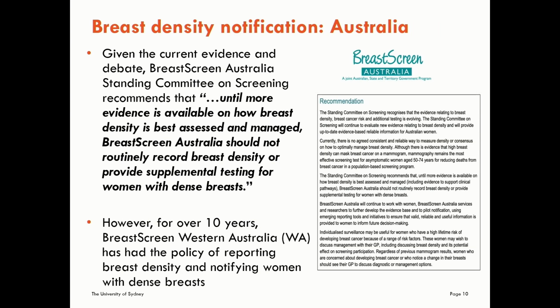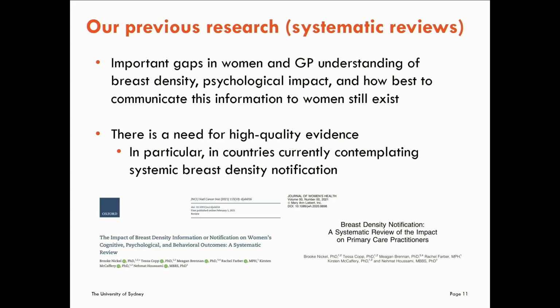So given the current evidence and debate, BreastScreen Australia's Standing Committee on Screening has recommended that until more evidence is available on how breast density is best assessed and managed, BreastScreen Australia should not routinely record breast density or provide supplemental testing for women with dense breasts. However, like I briefly mentioned before, for over 10 years BreastScreen WA has had a policy of reporting breast density and notifying women with dense breasts. But the rest of the Australian breast screening programs do not notify women.